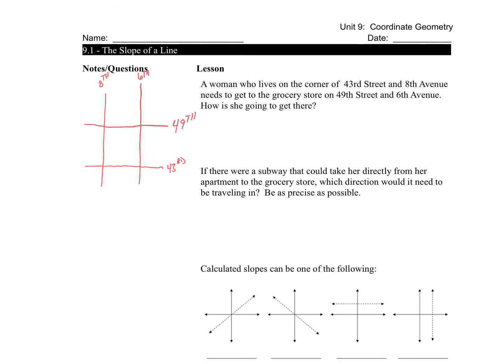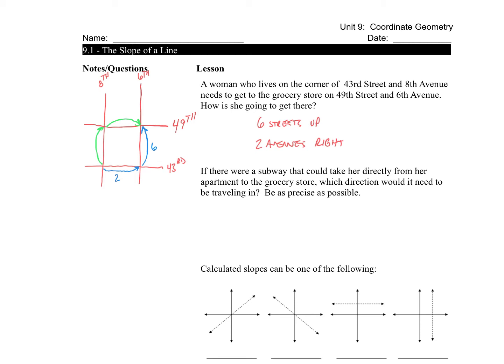How will she get to the grocery store? Well, assuming she can't just phase through buildings, she's going to have to take one of two paths to get there. She's either going to have to travel 2 avenues, right? So she's going to have to run 2 avenues to the right and then climb. Looks like she's going to have to go 6 streets. Or the alternative path is she could go 6 streets up now and then take 2 avenues over later. But in either case, she's going to have to travel 2 avenues to the right and 6 streets up.